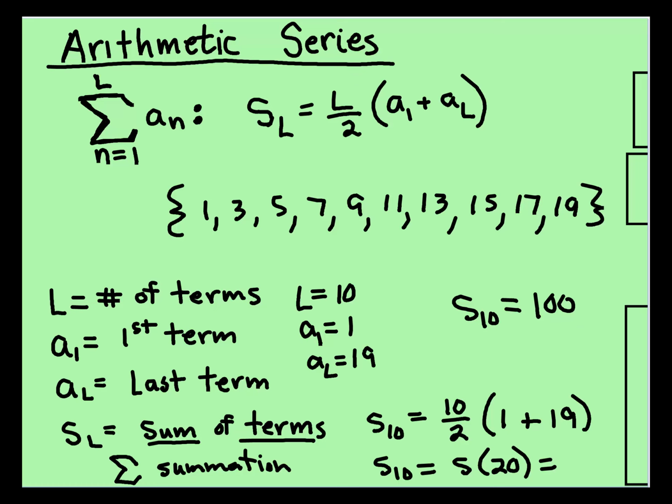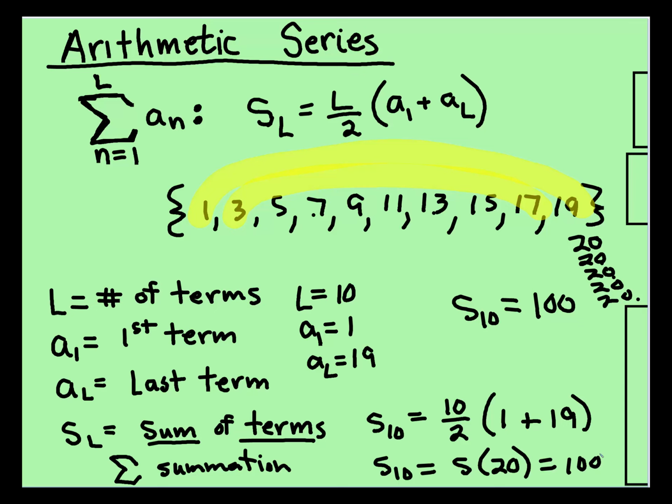And here's a really quick way to check. The interesting thing about arithmetic series is that the first and the last term, and so on as you keep going, add up to the same thing. 1 plus 19, 20. 3 plus 17, 20. 5 plus 15, 20. 7 plus 13, 20. 9 plus 11, 20. That's 1, 2, 3, 4, 5 pairs. 5 times 20 is 100.